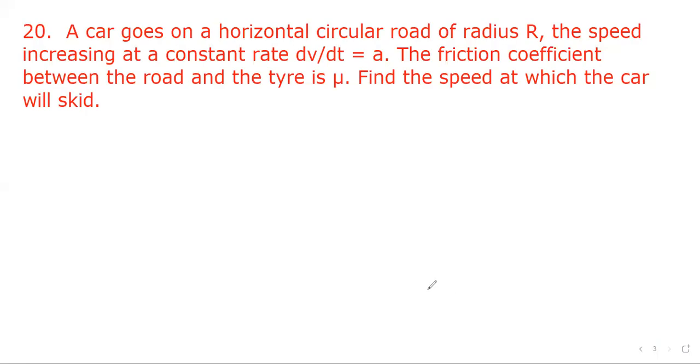Now, let's go to the next question. The next question says, a car goes on a horizontal circular road of radius r, the speed increasing at a constant rate dv upon dt equal to a. The friction coefficient between the road and the tire is mu. Find the speed at which the car will skid.